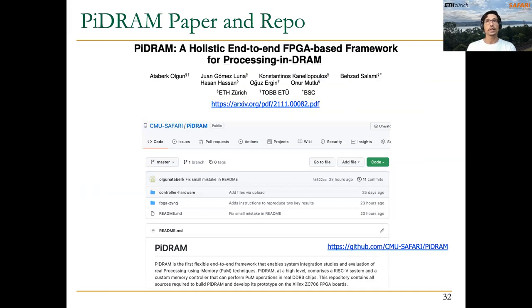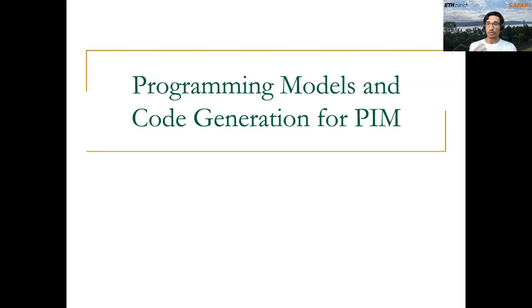You can access the paper from the link in this slide, as well as the source code of PyDRAM from our repository. So real systems and prototypes are one of the aspects to continue developing and exploring in order to enable the widespread adoption of processing in memory, but of course it is not the only important aspect. Another important aspect is programming models and code generation for processing in memory. And we have talked about this in this course as well.